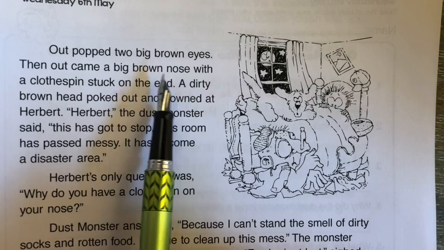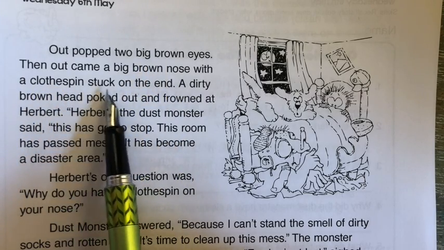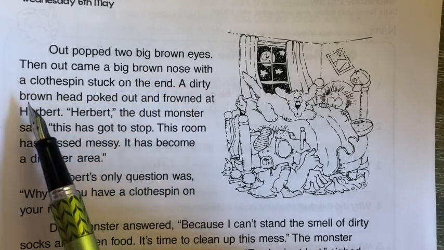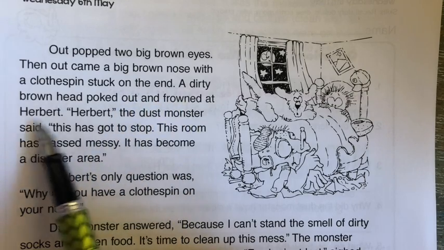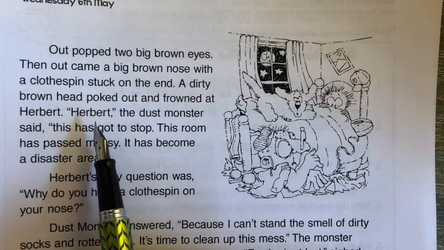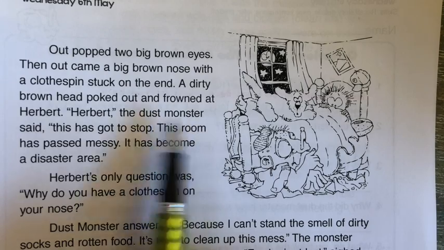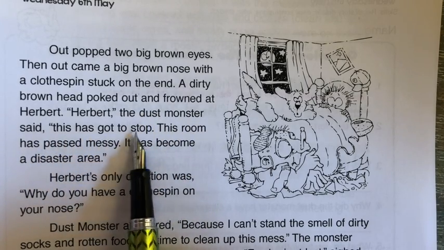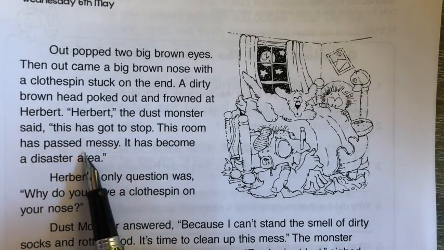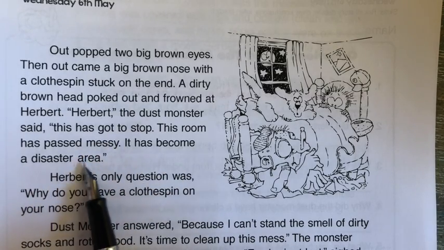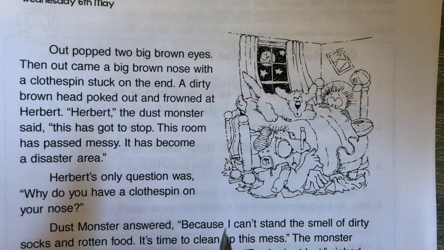Then out came a big brown nose with a clothespin stuck on the end. A dirty brown head poked out and frowned at Herbert. Actually, I'm going to read it like this. Herbert, said the dust monster. This has got to stop. This room has passed messy. It has become a disaster area. Because he has a clothespin on his nose, so it would be hard to understand him.